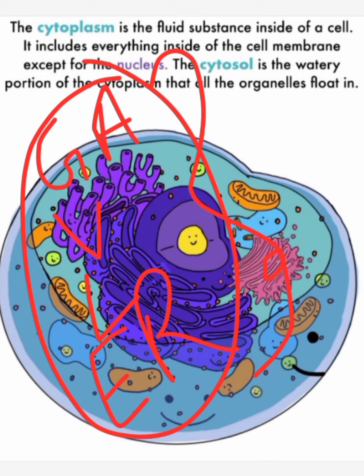Other than this, we have various other organelles like the mitochondria, the powerhouse of the cell, the plastids, ribosomes, the protein synthesis factory, centrosomes, cytoskeleton, etc. We'll discuss those as well. So this is all about cytoplasm. It's a very simple topic, and I hope you got it.